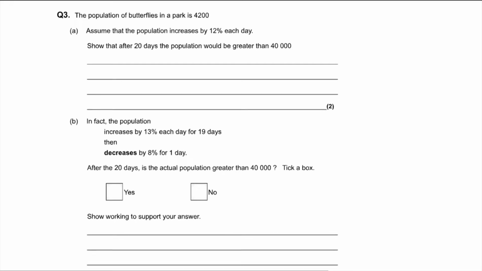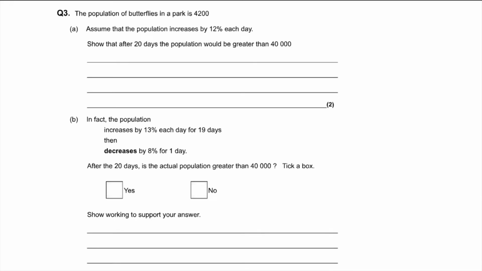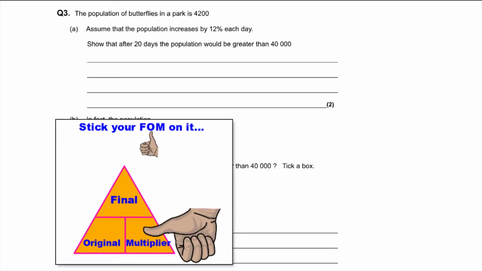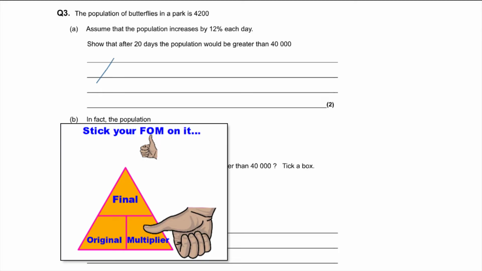Question 3, the population of butterflies in the park is 4,200. So again, this is growth and decay rather than compound interest. Assume that the population increases by 12% each year. Show that after 20 days, the population would be greater than 40,000. Okay, so drawing my little triangle and then working out what I've got. FOM. I'm still going to use Y. I know it's days, but I'm just going to use Y anyway for consistency.